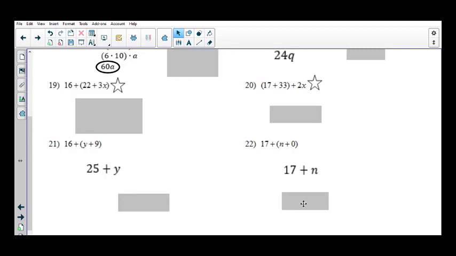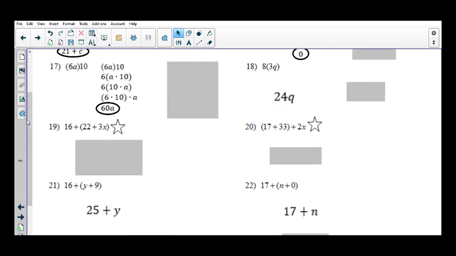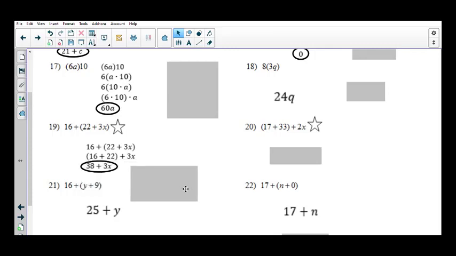All right, so 19 and 20 also have stars next to them because students often miss these two. So number 19, I did show some work. I regrouped the 16 and the 22 using the associative property because those are both numbers. 16 plus 22 is going to get us 38. So I get 38 plus 3x, and that is my final answer.